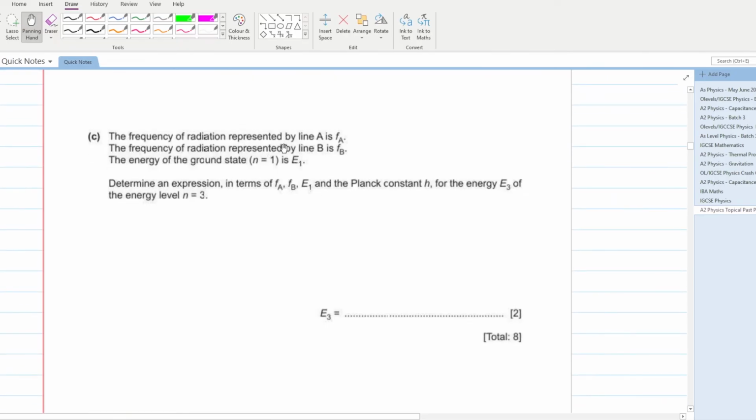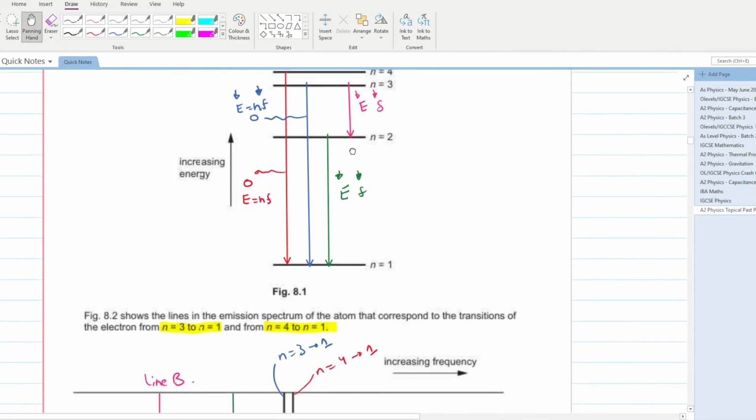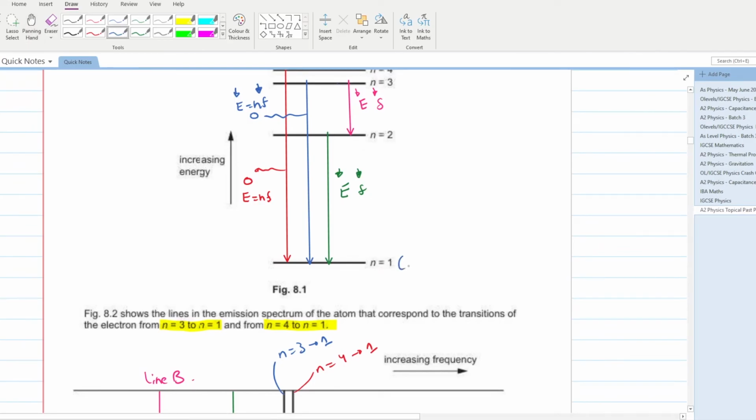The frequency of radiation represented by line A is Fa. The frequency of radiation or photon represented by line B is Fb. The ground state has an energy of E1. Derive an expression in terms of Fa, Fb, E1 and Planck's constant for the energy E3 at n equals 3. So let's see what the examiner is asking. The examiner is saying that at this ground level your energy is E1. You have to calculate the energy at this point.